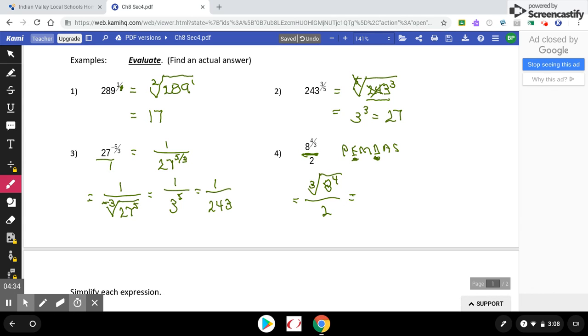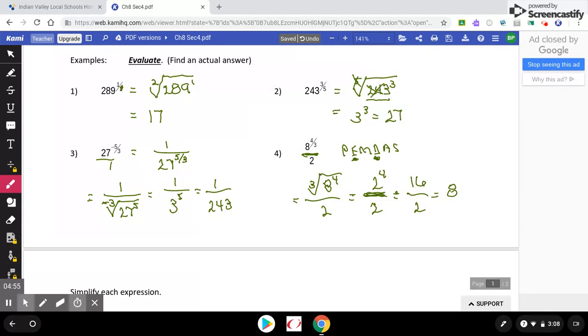What's the cube root of 8? It's 2. I haven't done the fourth power yet. I'll get to that 2 on the bottom eventually. So again, it'd be tempting to cross those twos off, guys, but I can't do the division part until I do the exponent. 2 to the fourth is 16. And finally, I can go ahead and divide by 2.